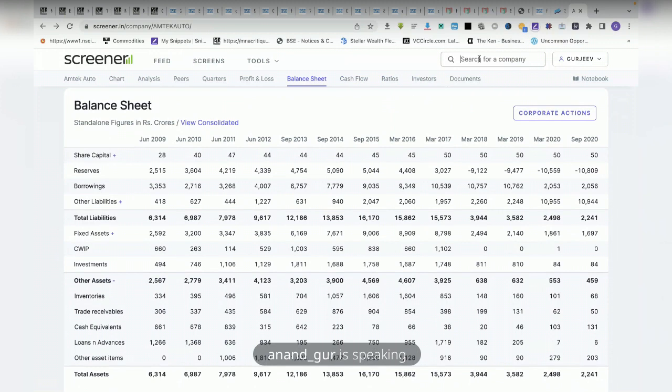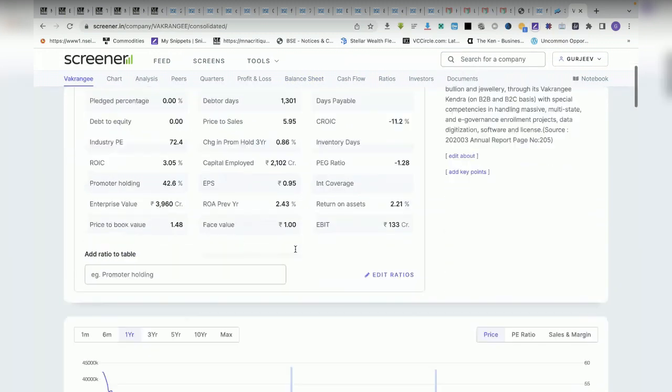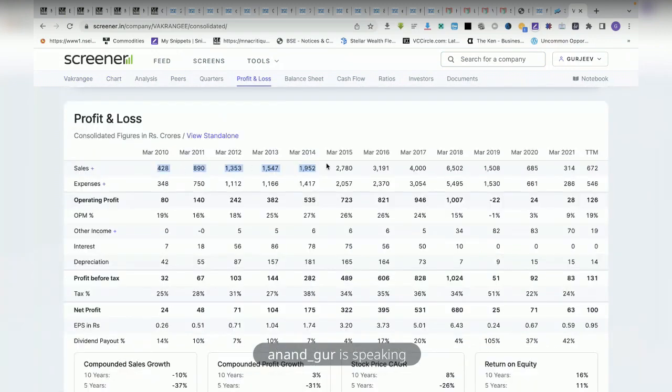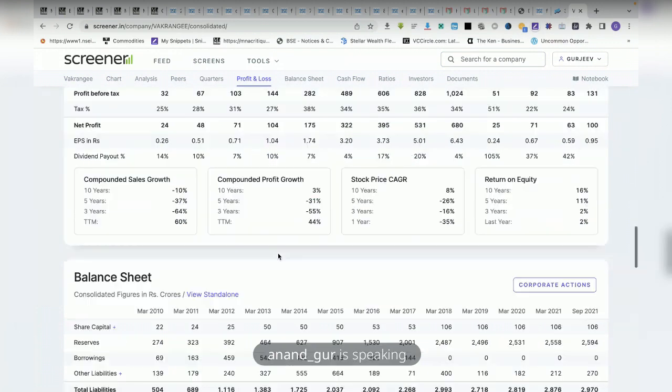Another very famous company I will take is Vakrangi Limited. Now see what is happening. The sales are going up drastically, very fast. The margins are very good. Everything is good. The company is generating cash flows.